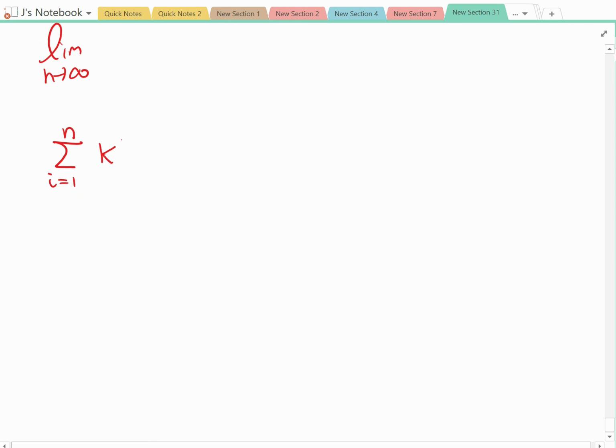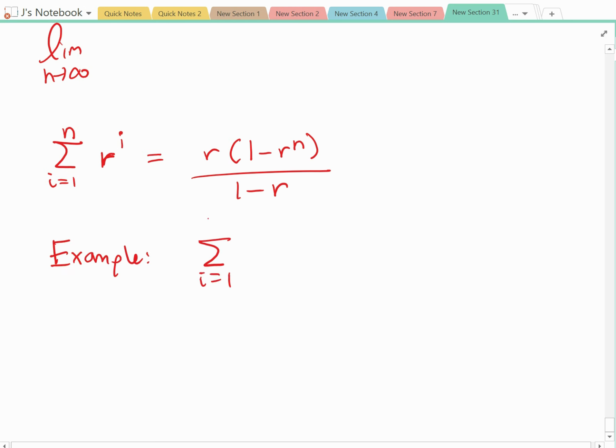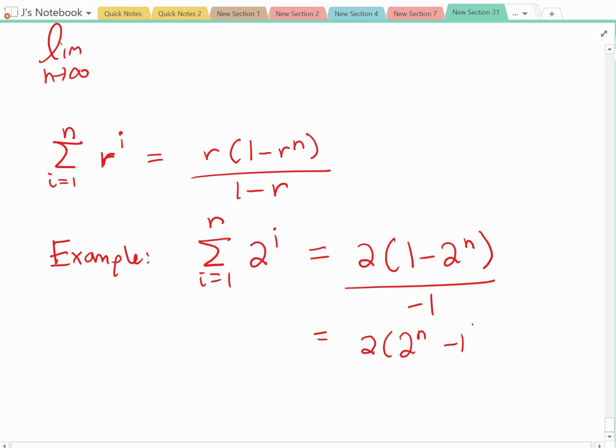The sum of k to the power of i. I shouldn't use k, I should use r. The sum of r to the power of i is r times (1 minus r to the n) divided by (1 minus r). So if you have the sum, as an example, the sum from i equals 1 to n of 2 to the i is 2 times (1 minus 2 to the n) divided by negative 1, divided by 1 minus 2. So that would be 2 times (2 to the n minus 1).